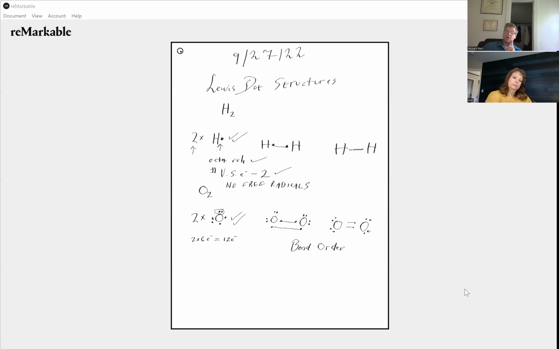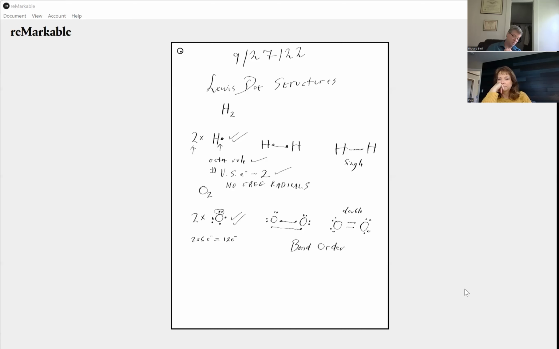It can never be larger than a triple bond. So it's a single, a double, or triple bond. This is a single bond. This is a double bond. And it can, and we're going to see an example of this next, go up to a triple bond. So double bonds are fine. We're allowed to do that.